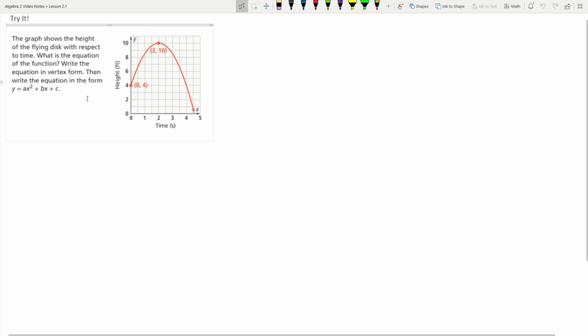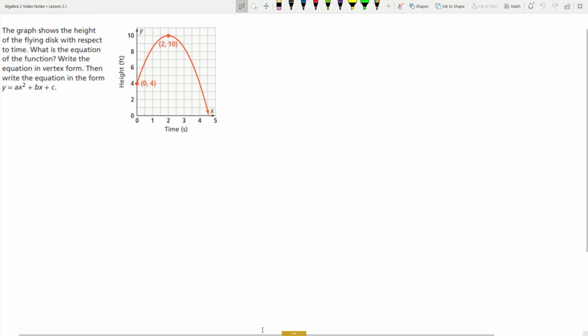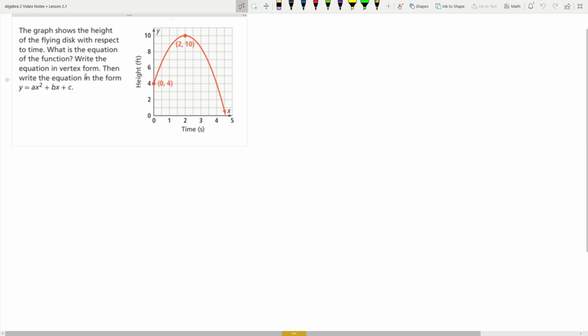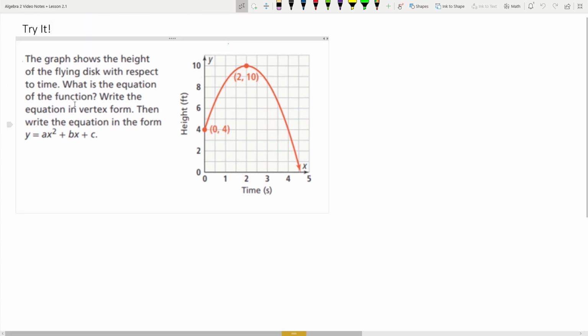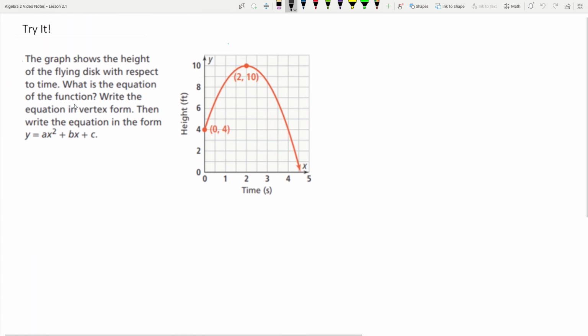Okay, so let's look at the following problem. It looks like we have the same type of problem where we're given the vertex and all of that. So here we know that this right here is the vertex. This right here is H. This right here is K. And we're given another coordinate that we're going to use later.